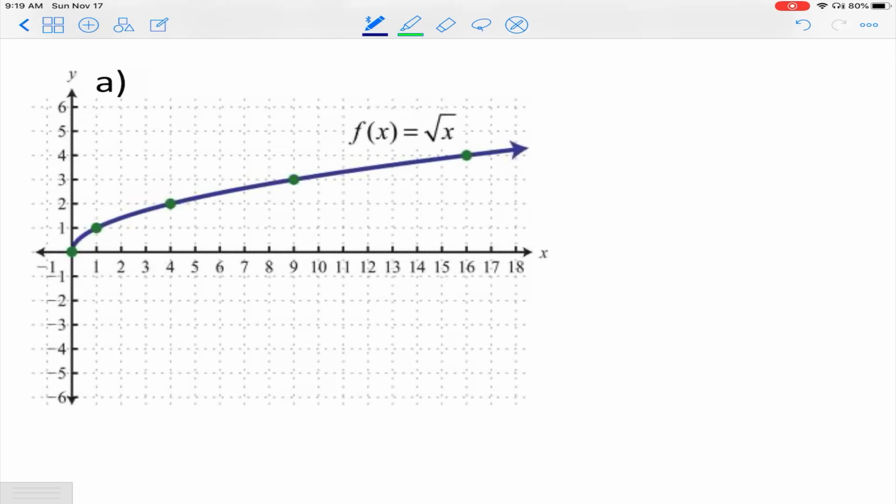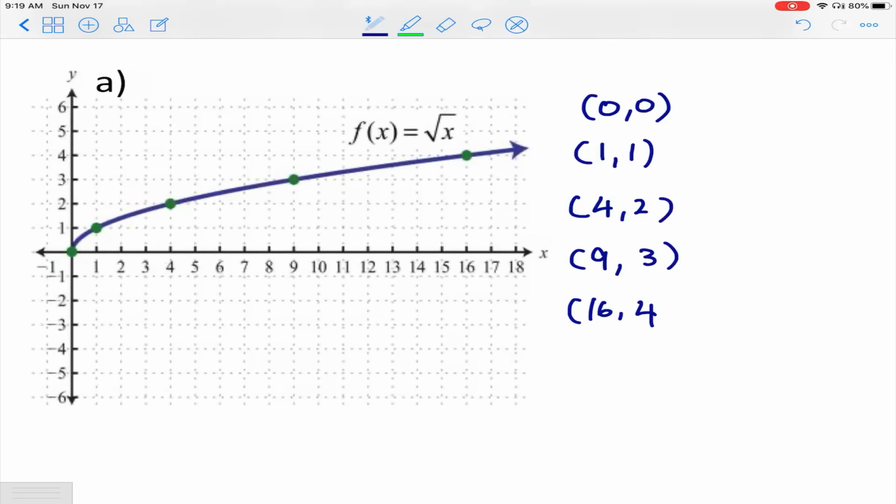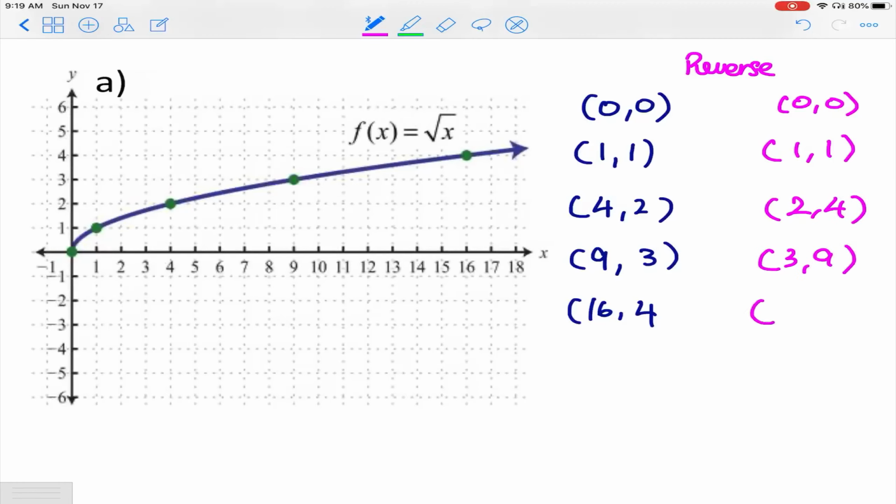Get the points of the original function. In this case, it is (0, 0), (1, 1), (4, 2), (9, 3), and then (16, 4). So through the inverse, what you get is the reverse of the x and y. So (0, 0) is still the same, (1, 1) is still the same, but (4, 2) becomes (2, 4), (9, 3) becomes (3, 9), and (16, 4) becomes (4, 16). They switch. Plot all the dots, and that's all that is.